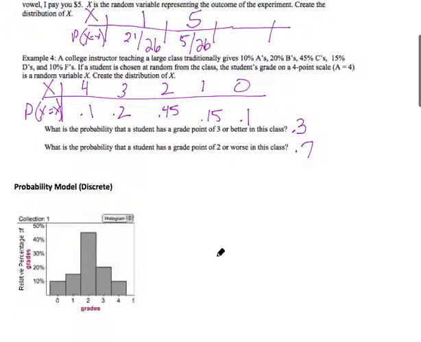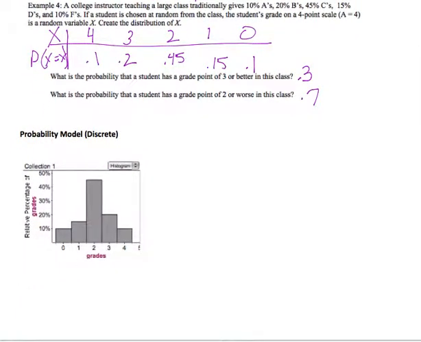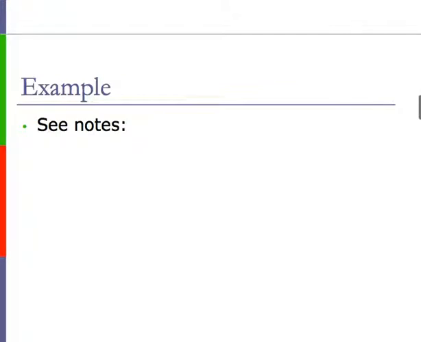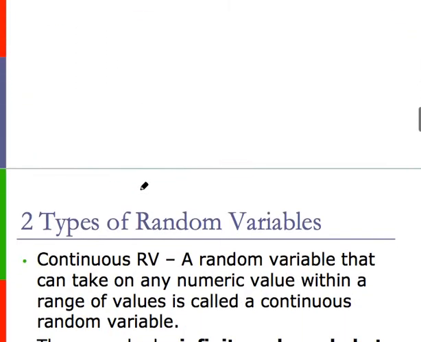All right, so a probability model, and you'll see this with discrete. We're going to spend most of the time talking about discrete variables. Okay, and in this histogram, we have the grades at the bottom, 0, 1, 2, 3, 4. And then on the side, the relative percentage of grades. So this is a picture of the probability model that was drawn above. Okay, so we did that in the notes.